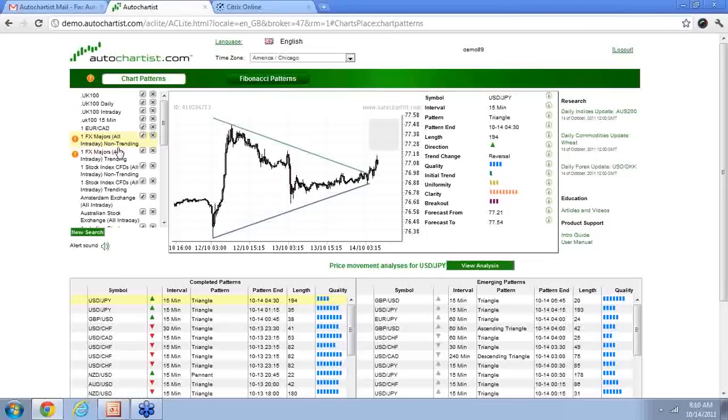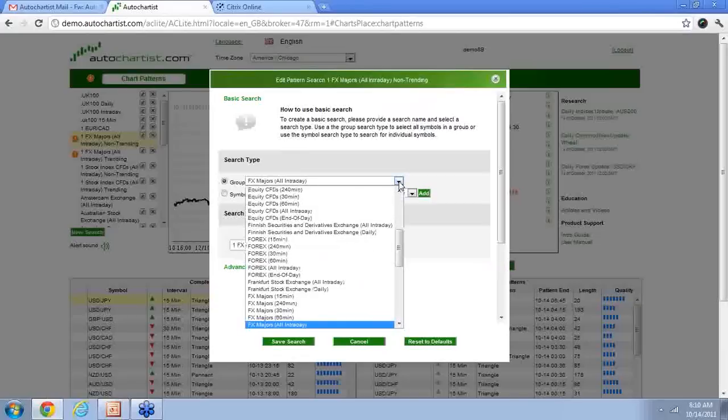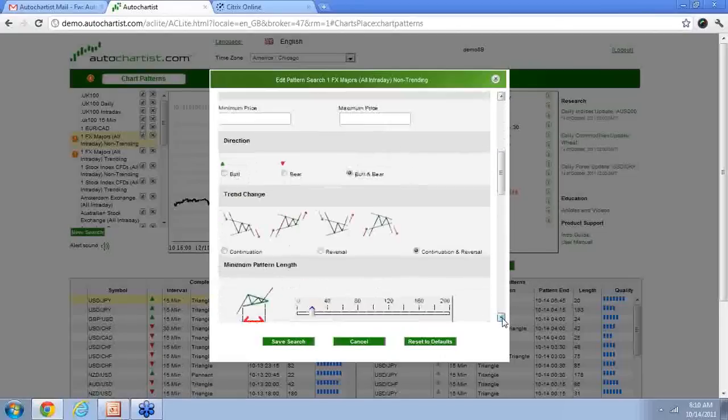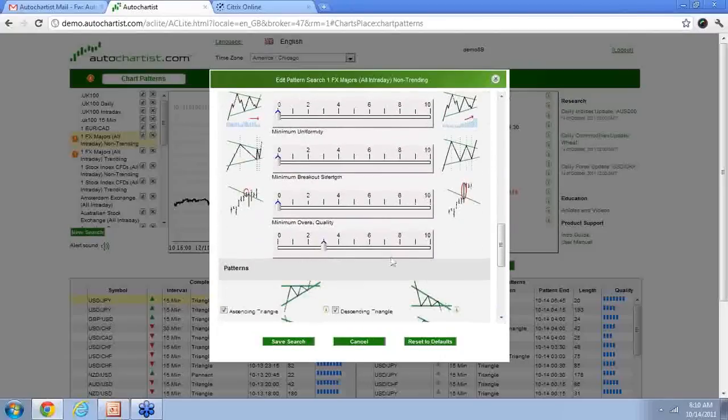So for example, we're looking right now at a filtered screen here, and I call it the FX Majors. It's all intraday, and it's non-trending. And what those refer to is, when I hit this edit button, I've selected a group called FX Majors. So I can come down here and you can see that I have a whole group to select from. After I select FX Majors, I want to go down to my search criteria, and I select various filters. I'm right now in this particular one leaving most of these filters down to 0, so I want to get the maximum out of the trade.